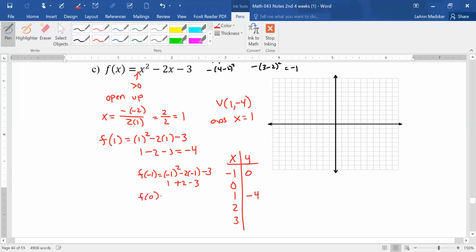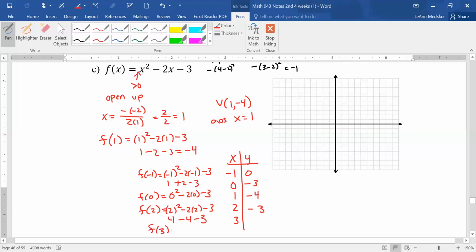F of 0 is 0 squared minus 2 times 0 minus 3. So that's just going to be negative 3. F of 2 is 2 squared minus 2 times 2 minus 3. So that's 4 minus 4 minus 3. So you're seeing a pattern here.